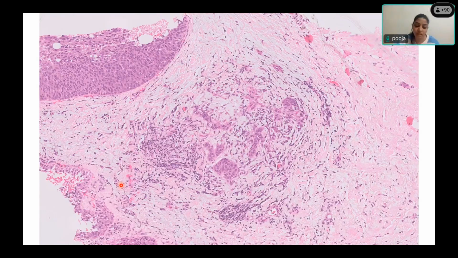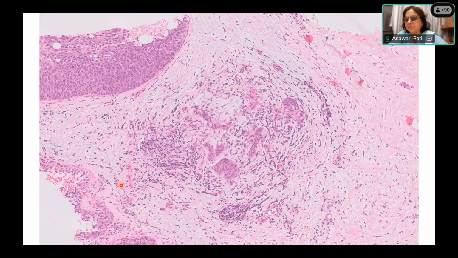IHC. Why IHC? Not every medical college or every hospital has IHC, right? Of course, I'm going to show you IHC. If they are there, you always use them. But do you think morphology is good enough in this case? Anybody has any doubts?